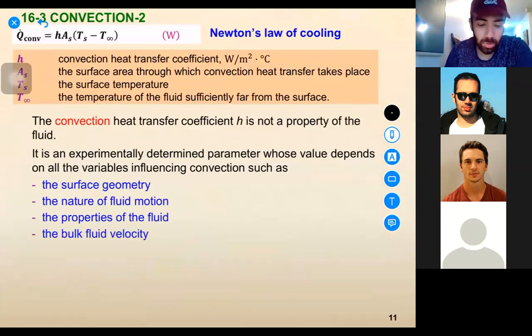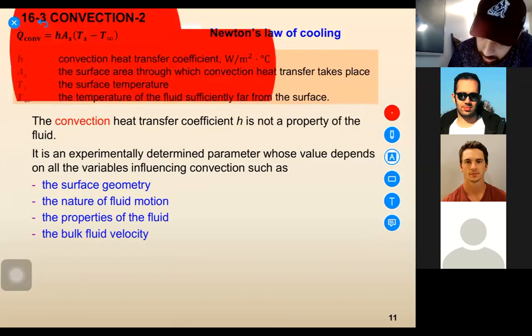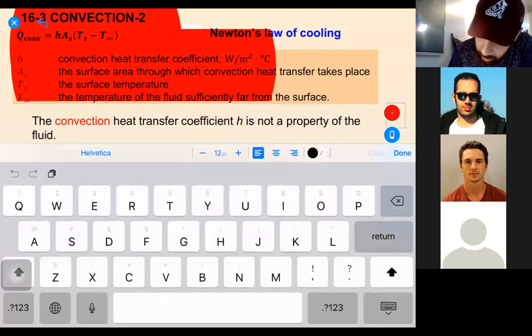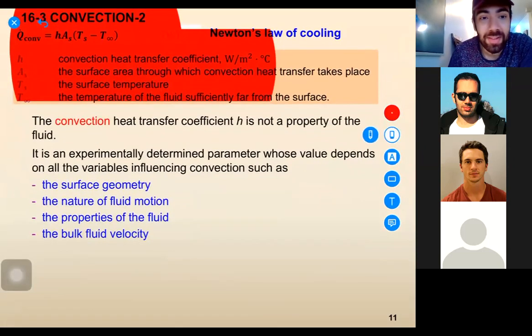Convection also has a formulation of the convection heat transfer coefficient, which is denoted with the term H here.